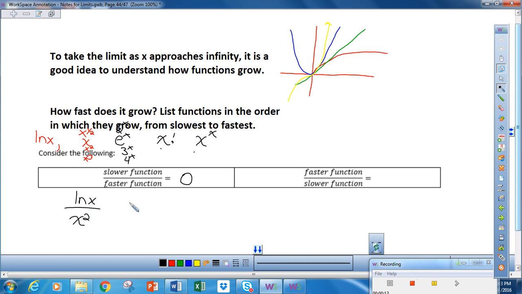So as we go towards infinity, this is going to go towards zero. A faster function over a slower function goes to infinity. So if I have x squared over natural log of x, and I'm taking the limit, and this only works for the limit as x goes towards infinity, well, this is going to go towards infinity. And again, you can check this on your calculator. You can graph it on your calculator, and you can look at the end behavior to see what's happening.